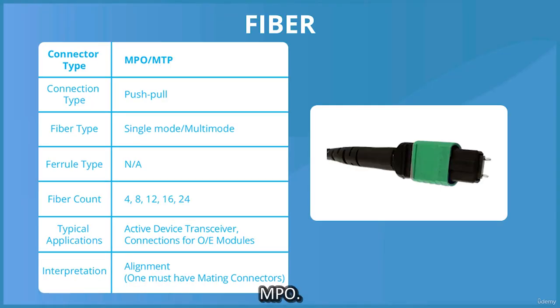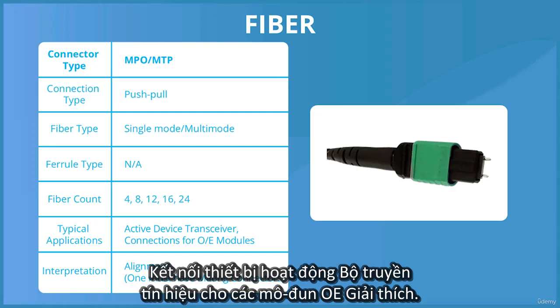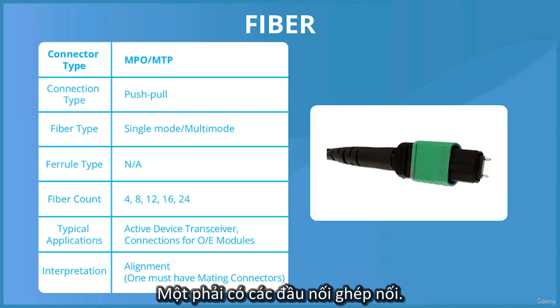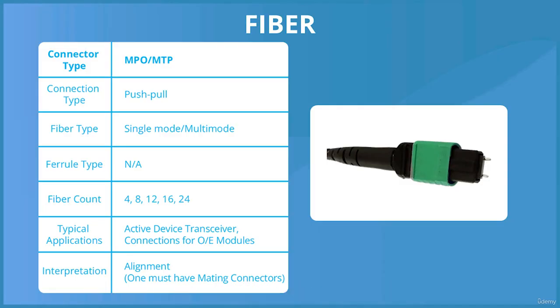Connector type MPO/MTP. Connection type push-pull. Fiber type single mode, multimode. Ferrule type NA. Fiber count 4, 8, 12, 16, 24. Typical applications active device transceiver, connections for OE modules. Interoperability alignment. One must have mating connectors.